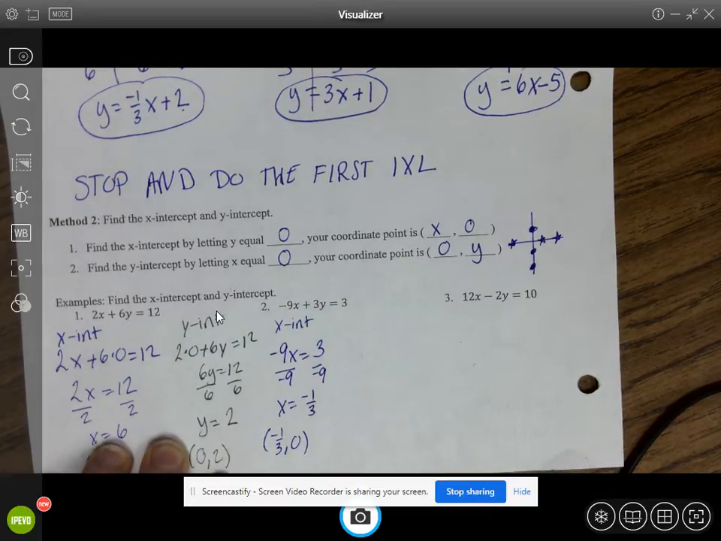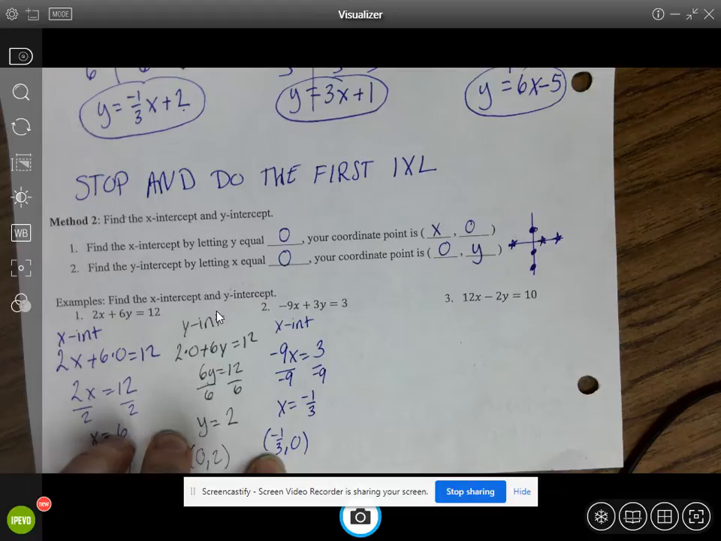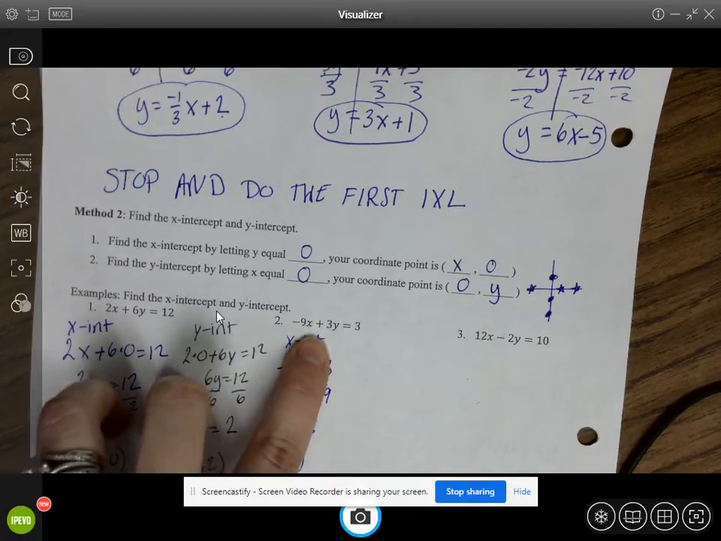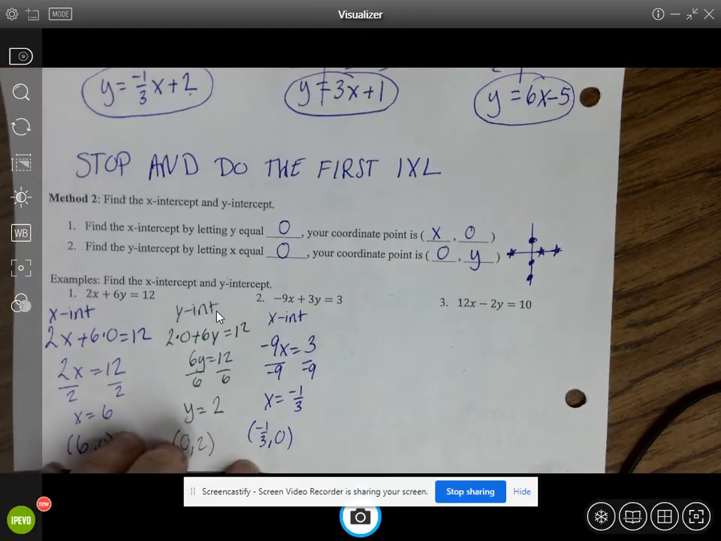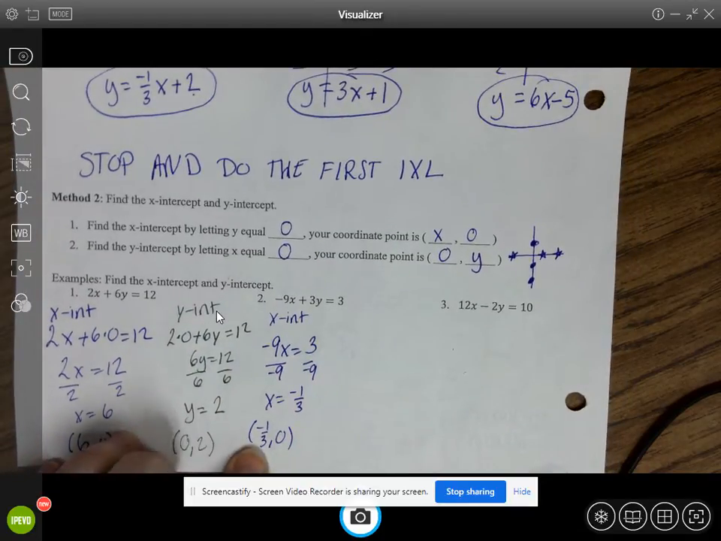Now, if I wanted you to graph this equation, this would not be good, because you aren't going to be able to go exactly to negative 1/3. Okay, so if you have to graph it, you actually are going to have to go back and convert this into slope-intercept form. All right, but this is your x-intercept.